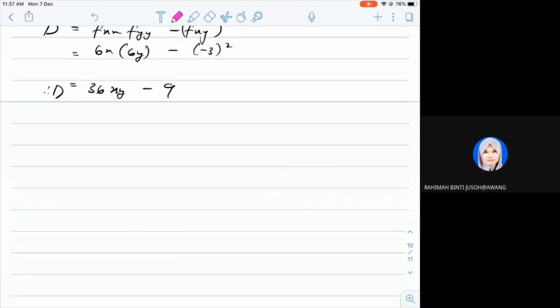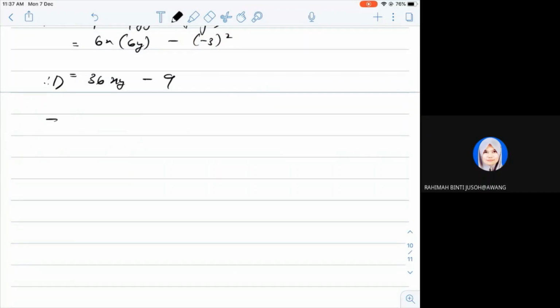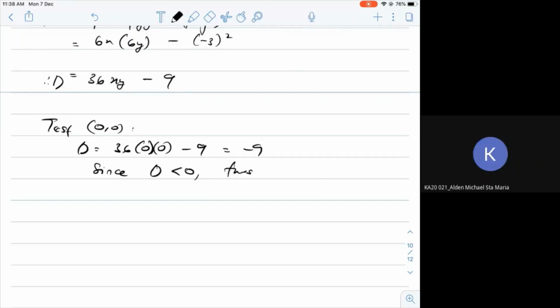Let's say I don't write it in a table, so we will just put it like this. We test 0, 0. We calculate the d: 36 times 0 times 0, minus 9. So we will get negative 9. Since d is less than 0, what's the conclusion? Saddle point. Yes, saddle point.